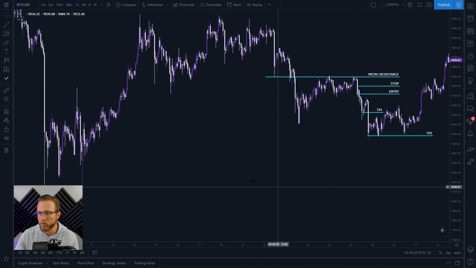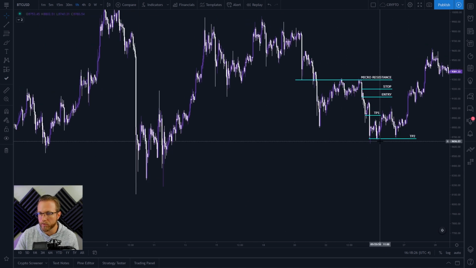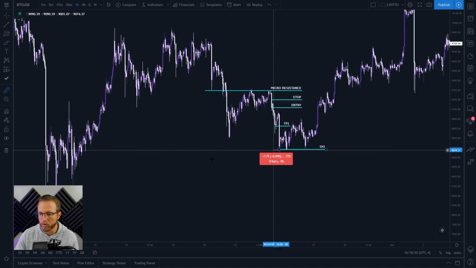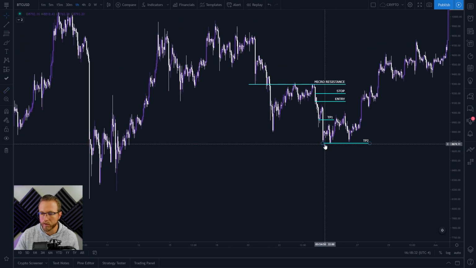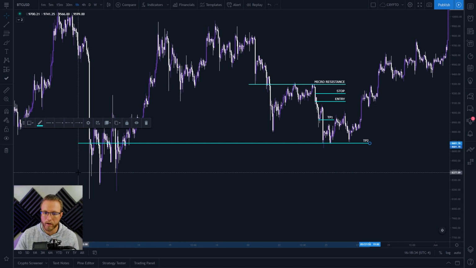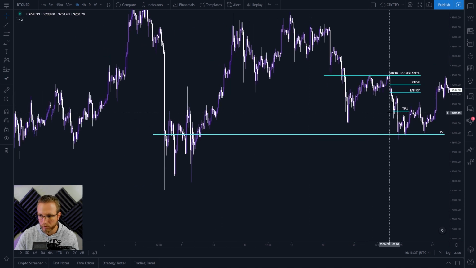Always look left for clues. I know that I'm not cherry picking these or anything, but you need to make sure that you always look left for previous historic levels of support and resistance. Again, this harps on trend lines and support and resistance levels. Make sure you watch those videos, guys.